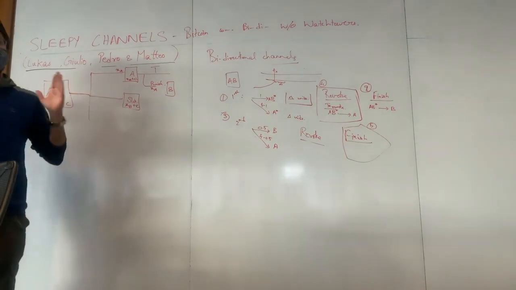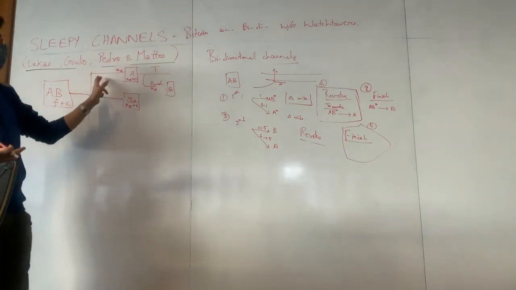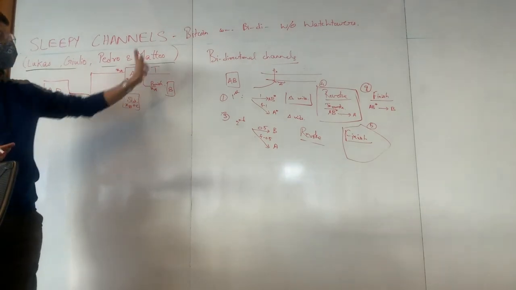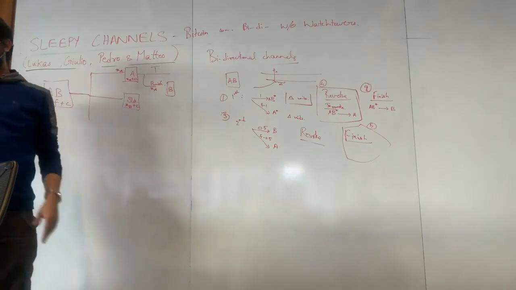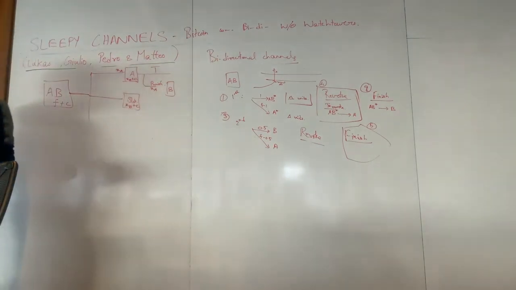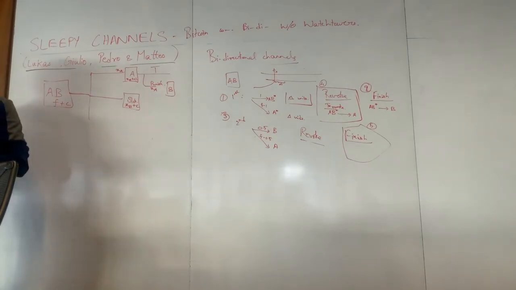Alice is the one trying to close, and Alice has no reason to keep the collateral locked. So once Alice attempts to close the channel, it can immediately take its collateral. And what's still locked is this XA coins, right? Which is pending an approval from Bob.